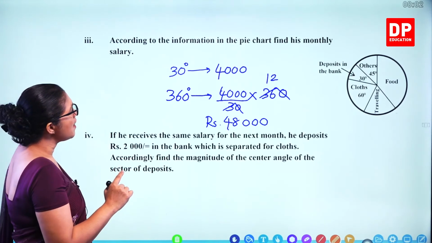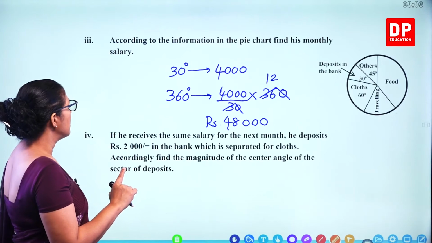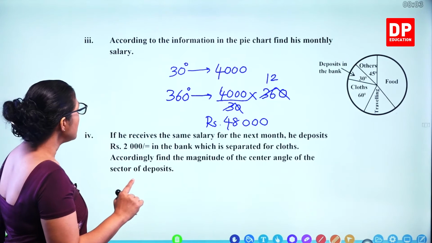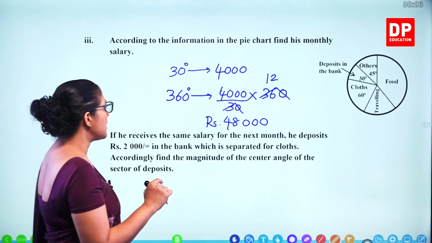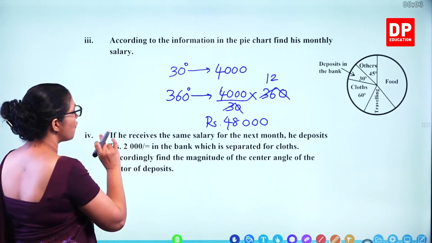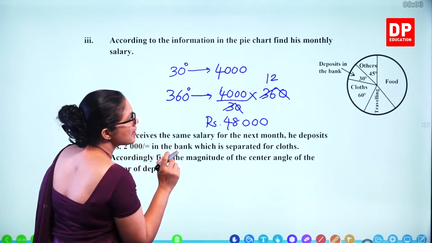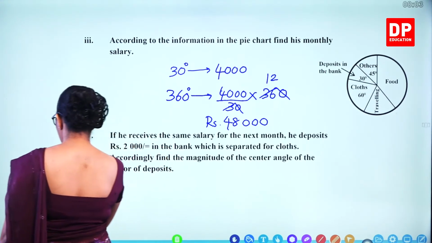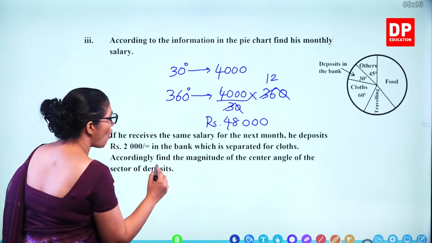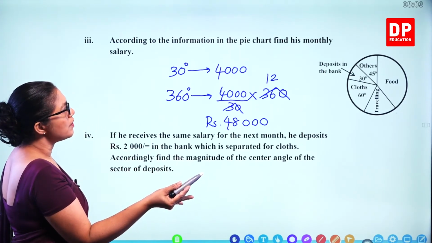If he receives the same salary for the next month, he deposits 2,000 in the bank, which is separated for clothes. Accordingly, find the magnitude of the center angle of the sector of deposits. Now, more money from clothes. Now, for clothes, how much? 60 degree angle. Did we find out that? Yes, 8,000 was there. Now, from 8,000, 2,000 given to deposit money.